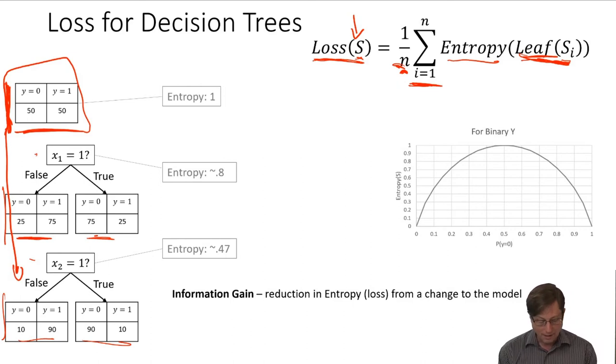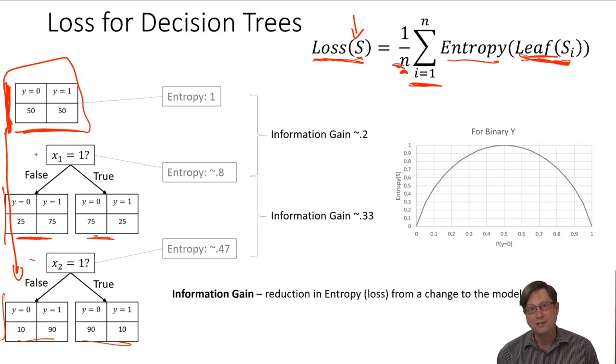So from the initial top one, the loss of that training set with that tree is 1. Going to the next one, you'd have an information gain of 0.2. And going to the final one, you'd have an additional information gain of 0.33, something along those lines. There you go. Just a little walkthrough of the loss for a decision tree and how to think about it, and it sets us up for the learn-a-decision-tree algorithm.